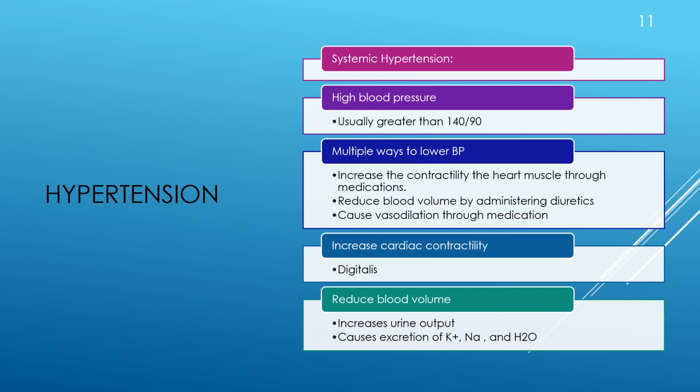You could also increase cardiac contractility with digitalis. Another way to reduce blood volume is to increase urine output, which, as you understand, will cause excretion of potassium, sodium, and water. So these are some of the methods to manage hypertension, and I'm going to get into the medication side on the next slide.